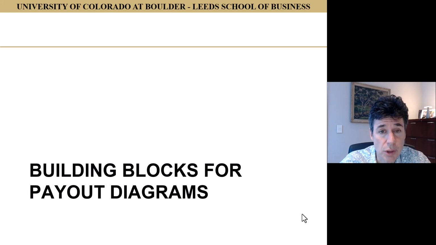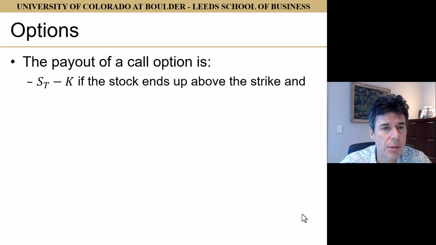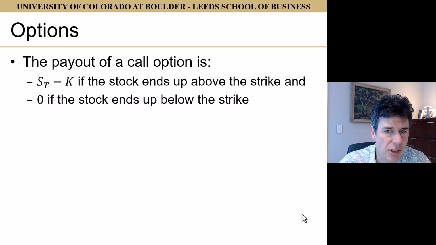First, we will look at the building blocks for payout diagrams. So in our portfolio, we can have options. The payout of a call option is the final stock price, so we write that as S sub T, T for terminal, minus the strike if the stock ends up above the strike, and 0 if the stock ends up below the strike.